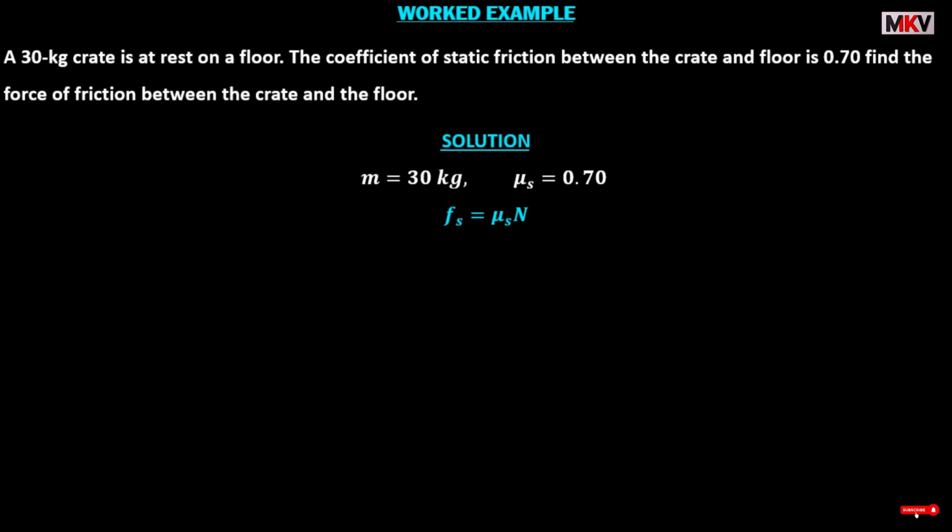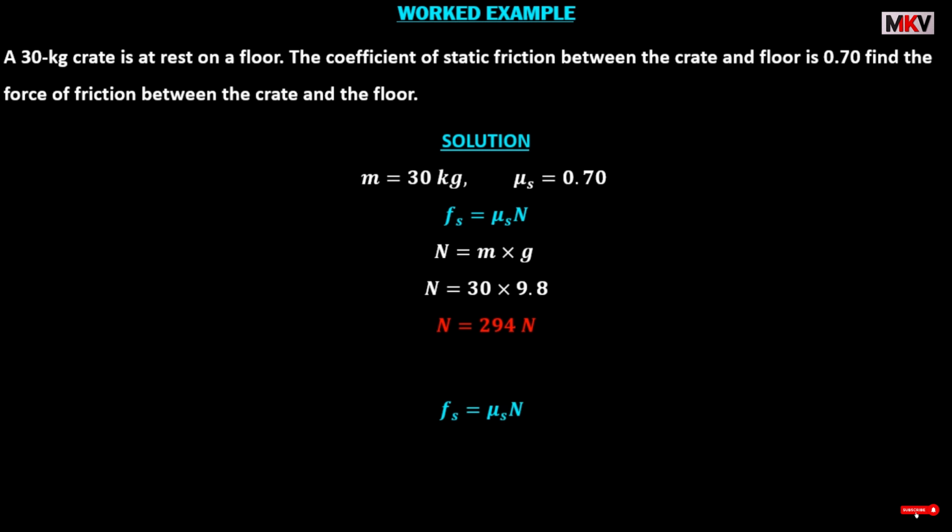Fs is the static friction force, mu s is the coefficient of static friction, then n is the normal force. We are supposed to calculate the normal force, which is equal to the weight: the mass of the crate times the acceleration due to gravity. So we have 30 times 9.8. The normal force is 294 newtons. This is the weight of the crate at rest.